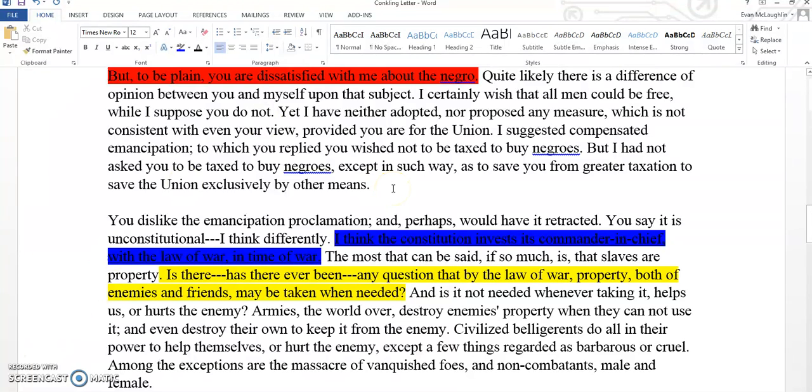So then Lincoln offers up a short history lesson on how he got to the Emancipation Proclamation. This wasn't some rash decision, some knee-jerk reaction to war conditions. He said, look, I suggested compensated emancipation, as you see here. And he said, okay, you wish not to be taxed to buy Negroes, all right. And then he's saying, okay. He also tried colonization, to kind of read beyond the text. He tried gradual emancipation, nothing worked.